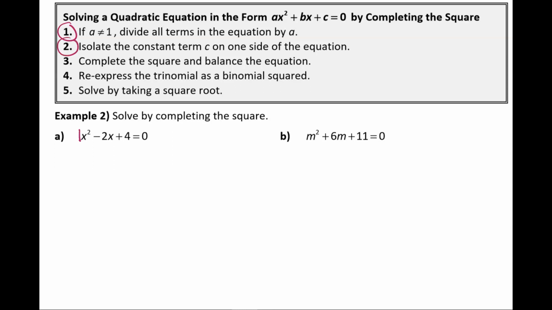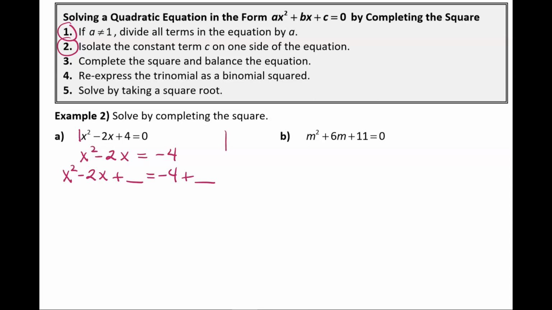Step 2, we're going to isolate the constant term. That is to say, we are going to subtract 4 from both sides of the equation. That'll give us x squared minus 2x equals negative 4. The next thing that we're going to do is put a plus blank on both sides of the equation. Then we're going to complete the square.